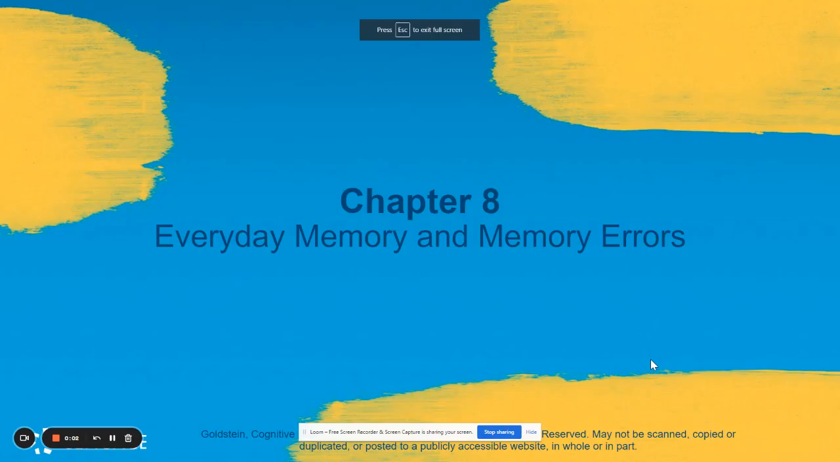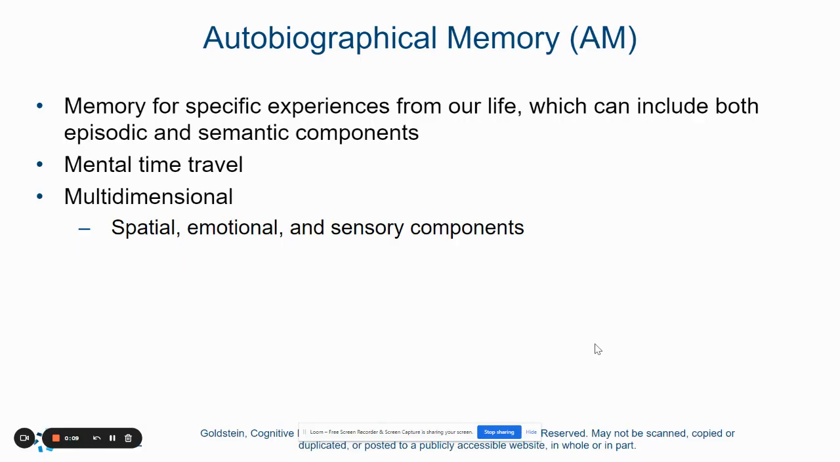All right, so to wrap up our discussion of memory, we're going to talk about chapter 8, which is everyday memory and memory errors. So, when it comes to our memory, we have autobiographical memories. These are memories for specific experiences from our life, which can include both episodic memories and semantic memories. Episodic memories are when we, of course, remember those episodes, those specific things that happened in our lives. And our semantic memories, of course, are those things related to factual knowledge that we remember.